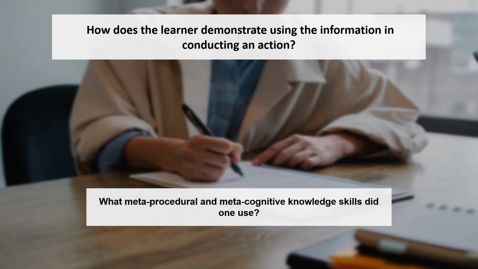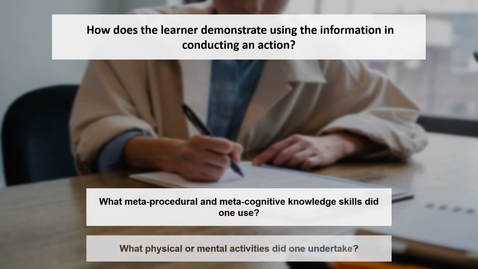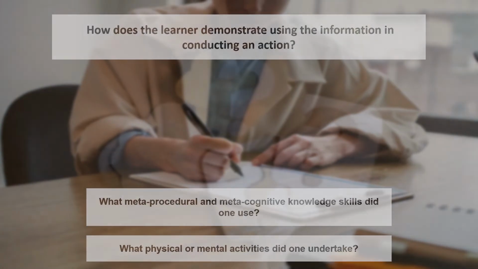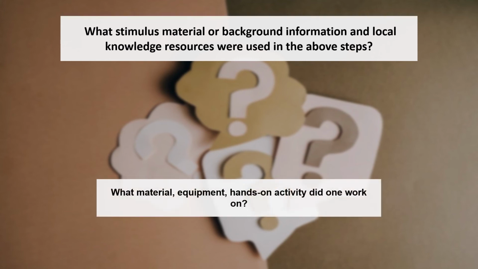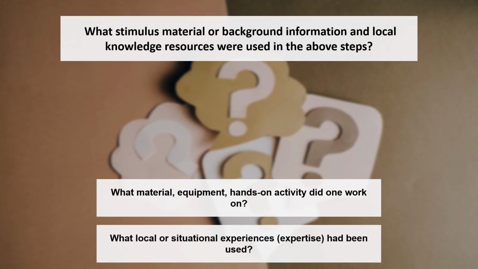So how does the learner demonstrate using information in conducting an action? It could be meta-procedural, metacognitive knowledge skills, and what physical and mental activities did one undertake? So what stimulus, material or background information or local knowledge resources were used in developing these steps, whether it was related to material, equipment, hands-on activity, or local or situational experiences. Then the next step would be how best can these aspects of planning be represented in the final draft of planning. So what representational strategies would be possible, whether we would be able to have concept maps, audiovisual schema. So these are things that would come up with this better.